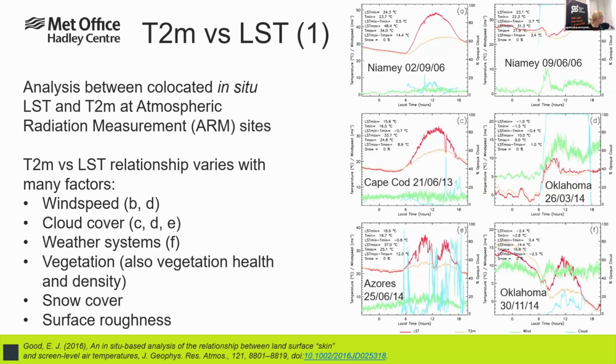So in the paper I reference here, we also look at things like vegetation, which I'll come on to, but also snow cover, and surface roughness, which influences that turbulent mixing and the heat exchange between the surface and the atmosphere.